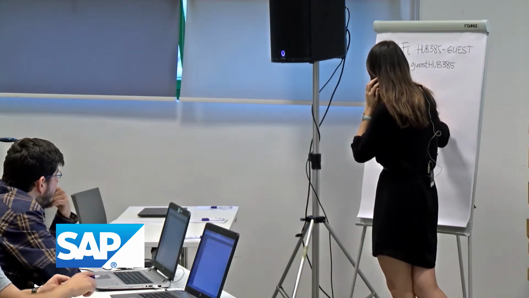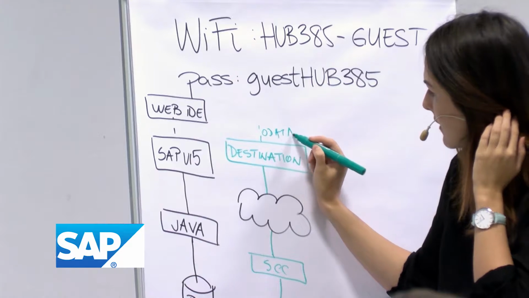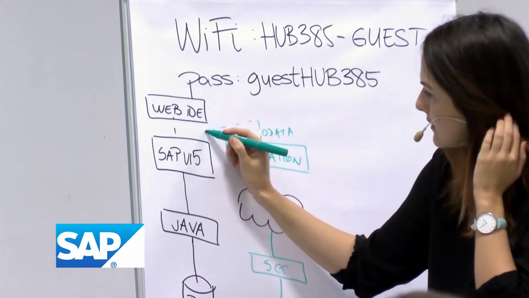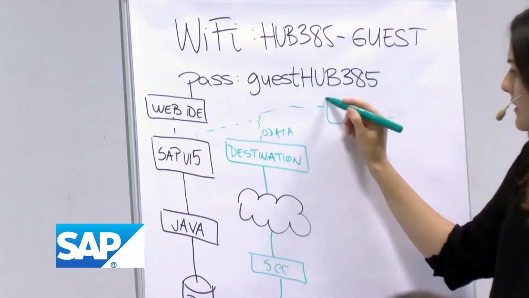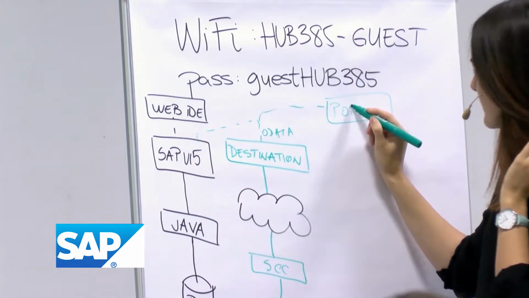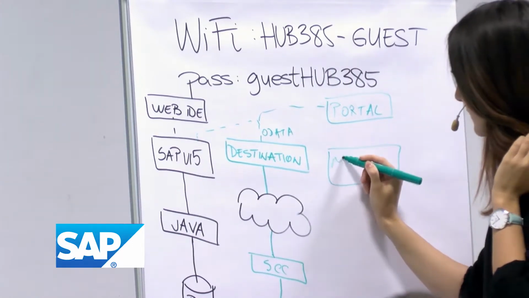And then later on, you can use this OData. You can use it either here in an SAP UI5 application, or you can use it in a portal, for instance, or maybe in mobile services.